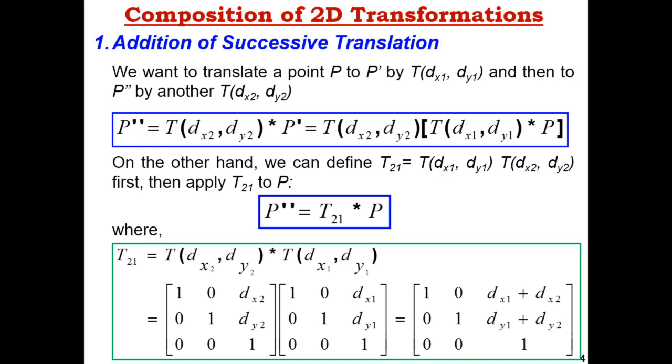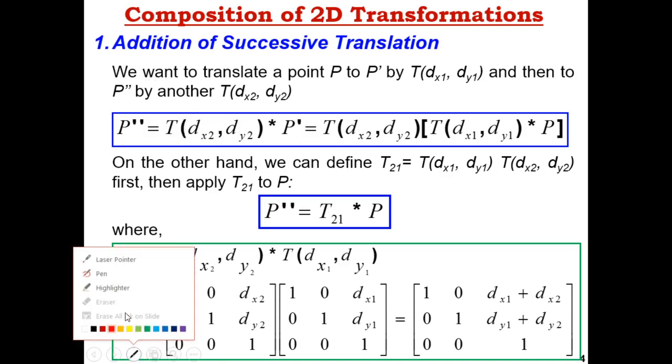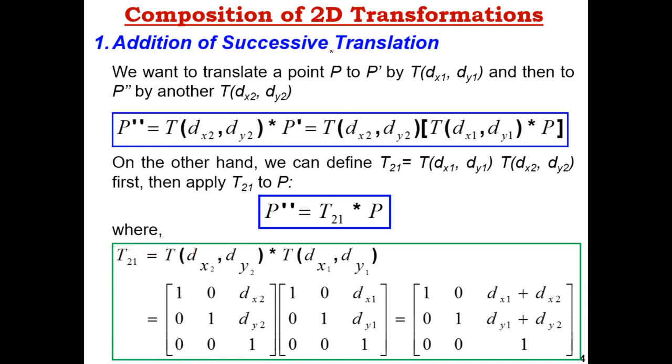The first combination is called the addition of two successive translations. Two successive translations always generate a plus, as you can see in this plus sign, which is why it is known as the addition of two successive translations. When two or more continuous translations happen, the translation factors are added. That's why it's known as the addition of successive translations.